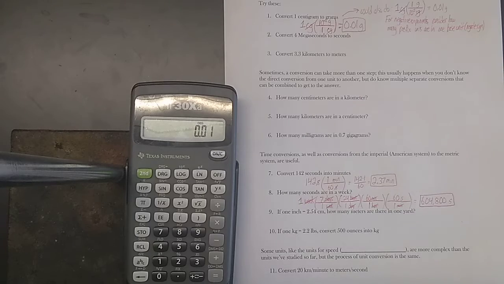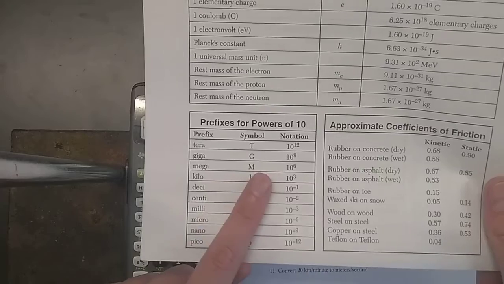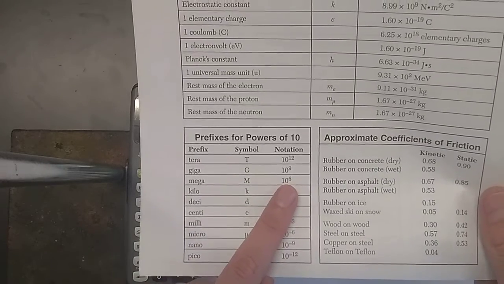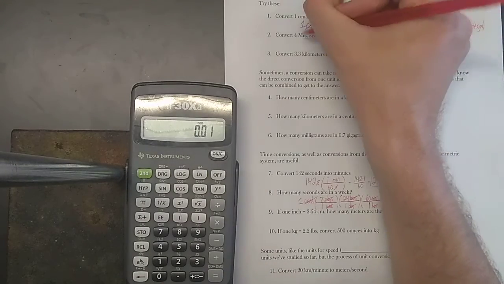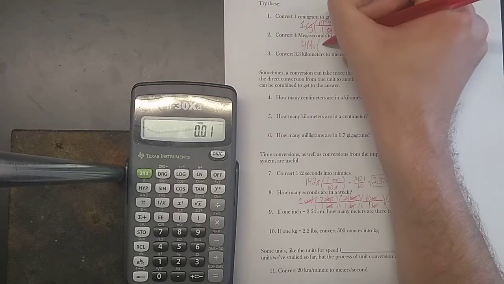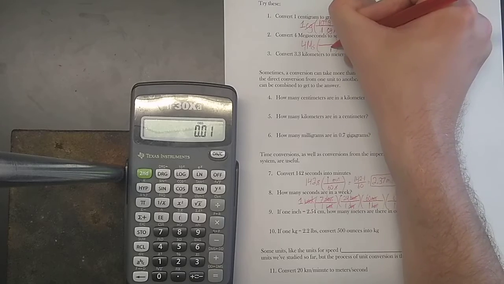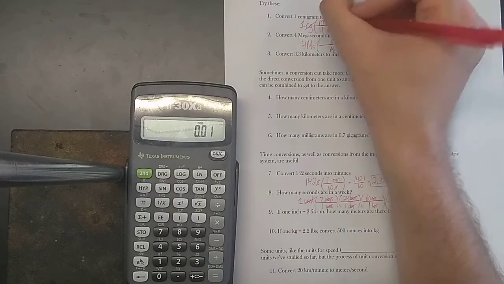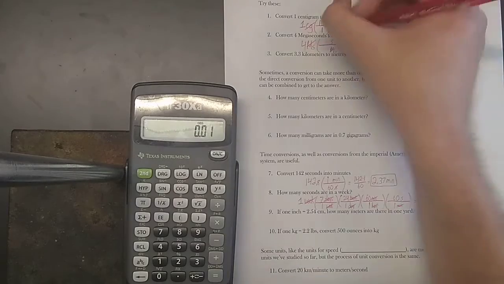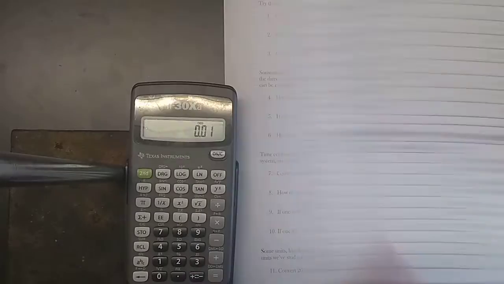Let's move on. Convert 4 megaseconds to seconds. Mega on our chart has capital M, and it's 10 to the 6th, or million. So 4 Ms. We want to cancel out megaseconds and get into seconds. Megaseconds is out here, so that means it's going to go on the bottom, and seconds goes on top. 1 megasecond, according to the chart, is 10 to the 6th seconds.